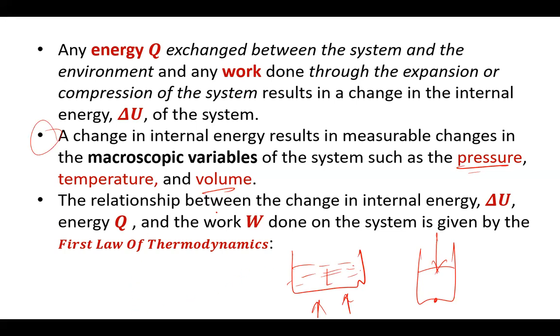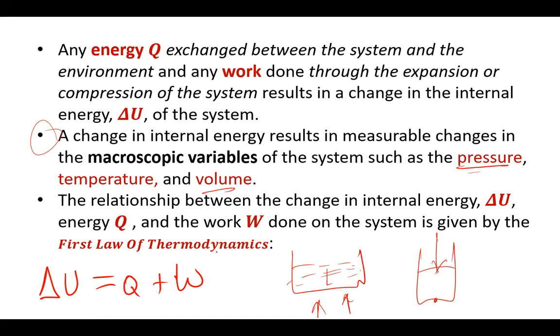The relationship between the change in the internal energy, the heat energy and the work done on the system is given by the first law of thermodynamics. So what I wrote here, change in internal energy is equal to Q plus W. This one is what we call the first law of thermodynamics.